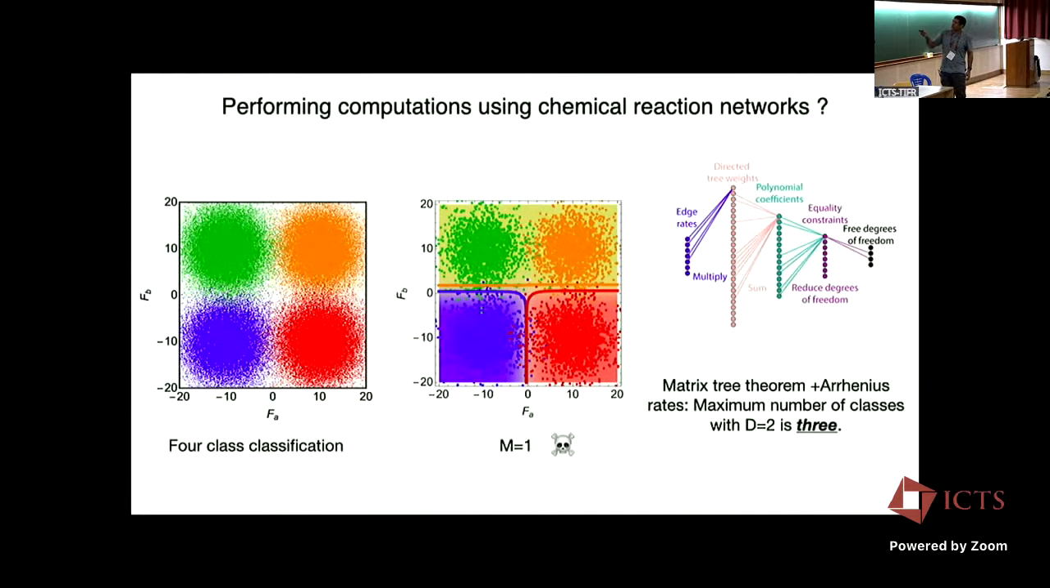So if you want to simultaneously classify 4 classes with a 2-dimensional input, and you are constraining yourself to use Markov networks or chemical reaction networks with no multiplicity, you can't do it. You can never classify. And we can actually prove that this is 3, you can't go beyond 3, but as you start to add in multiplicity, you can start to play these classification games, and you can start to do better and better.